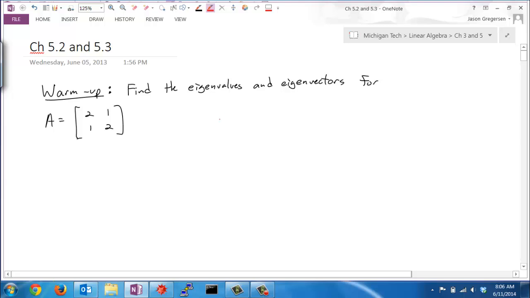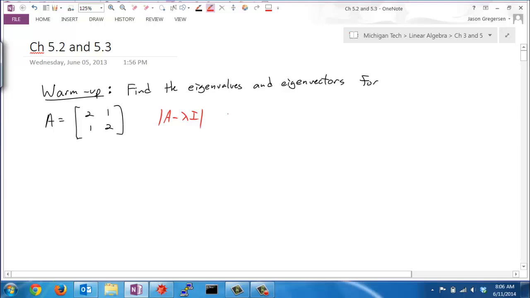All right, let's take a look at the warm-up here. Let's find the eigenvalues and eigenvectors for this little matrix A. So a little practice from yesterday. We'll start off, step one is to find the eigenvalues by using this determinant equation, taking the determinant of A minus lambda I, and asking when is that thing equal to 0.